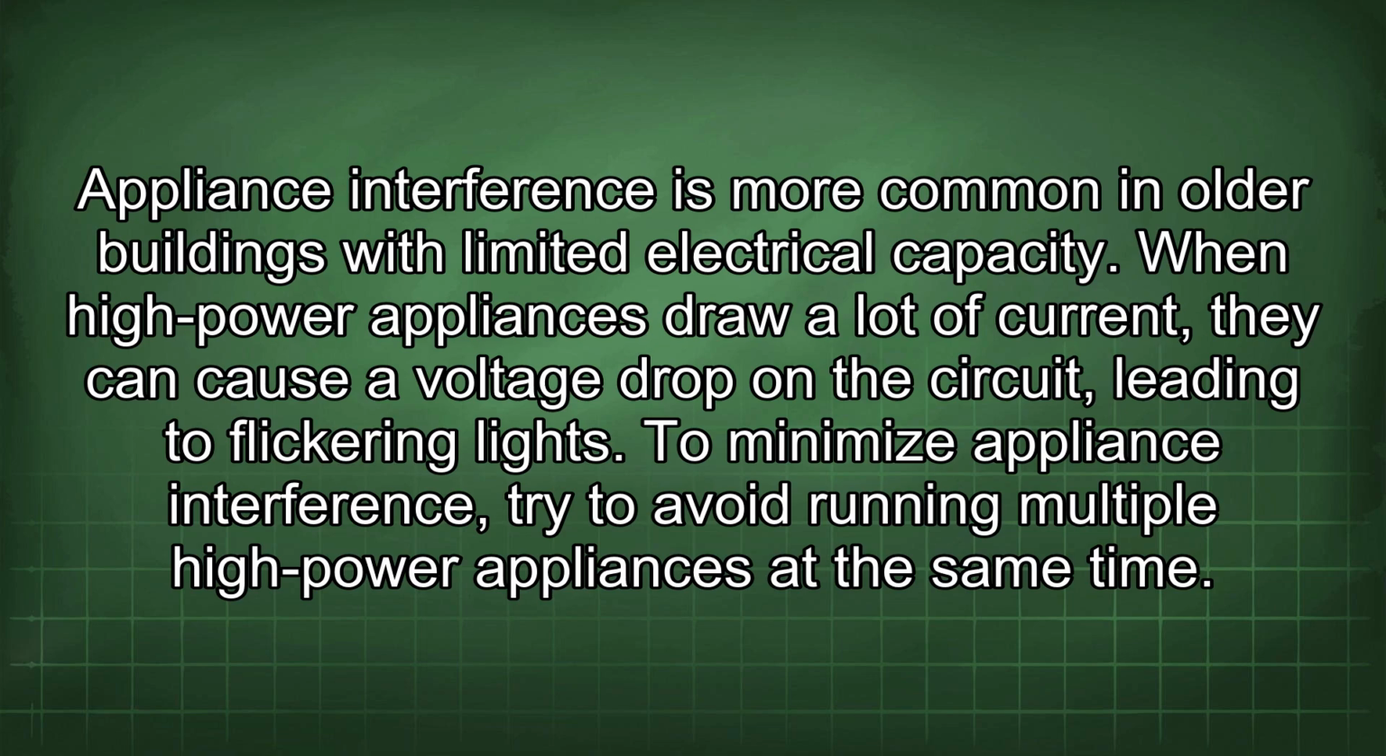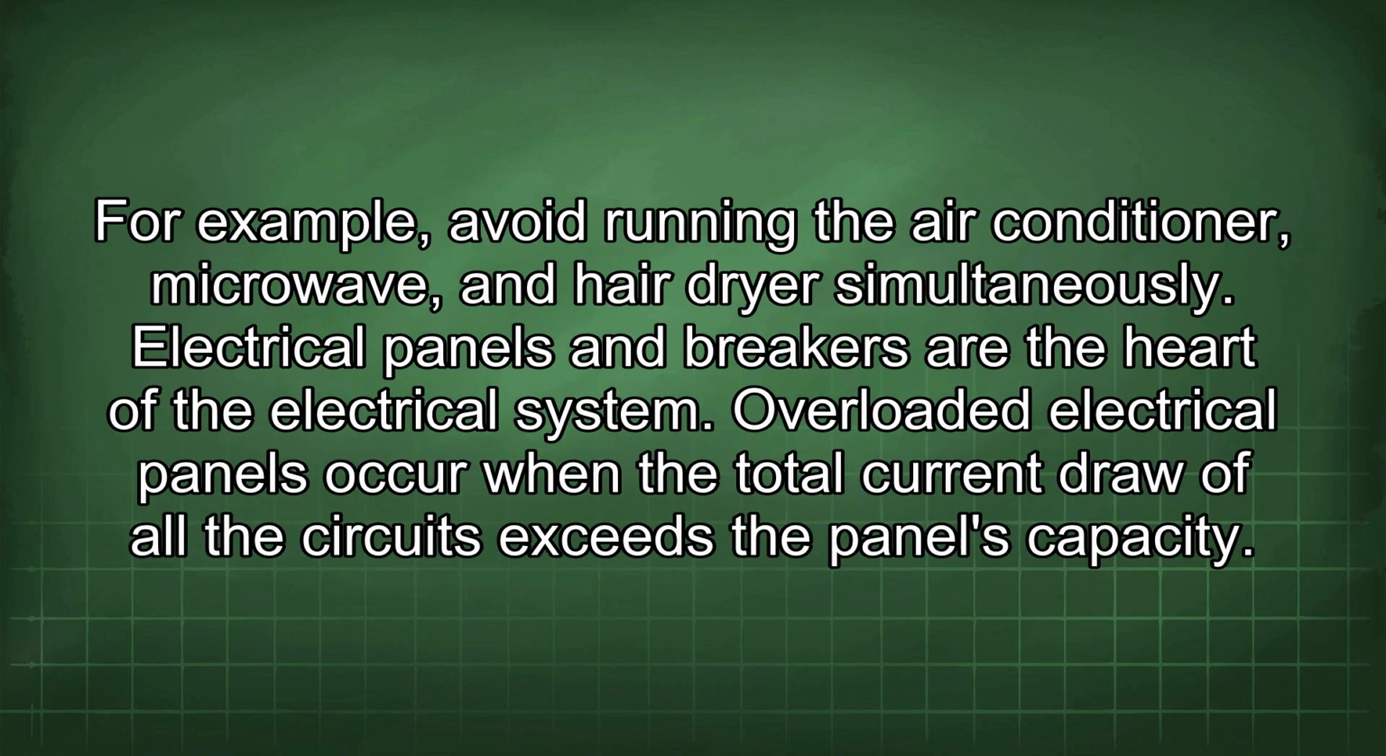Appliance interference is more common in older buildings with limited electrical capacity. When high-power appliances draw a lot of current, they can cause a voltage drop on the circuit, leading to flickering lights. To minimize appliance interference, try to avoid running multiple high-power appliances at the same time. For example, avoid running the air conditioner, microwave, and hairdryer simultaneously.